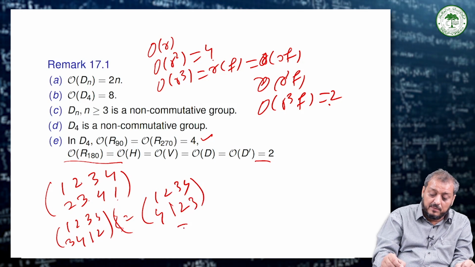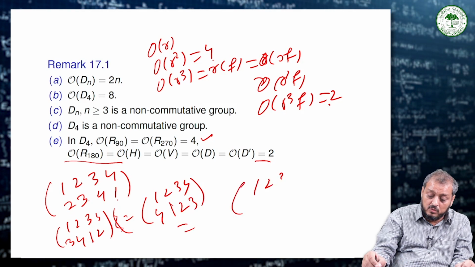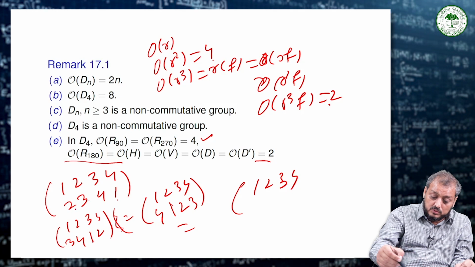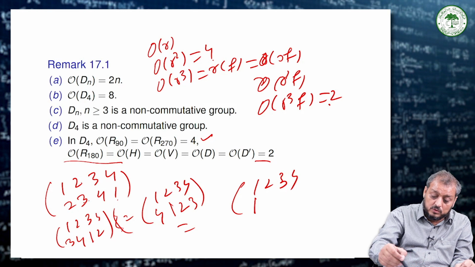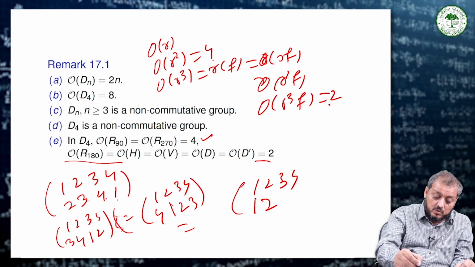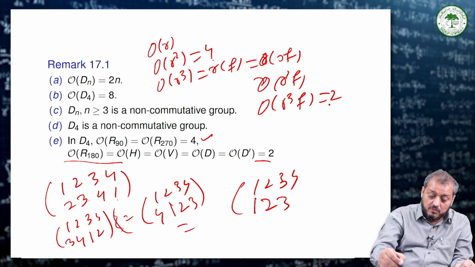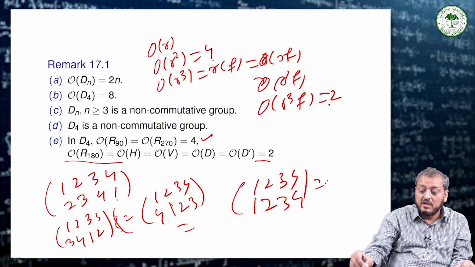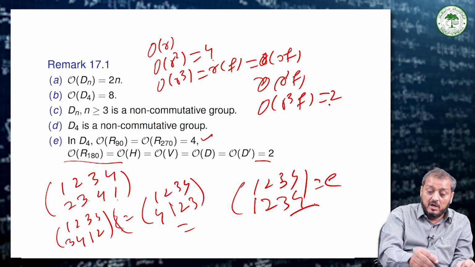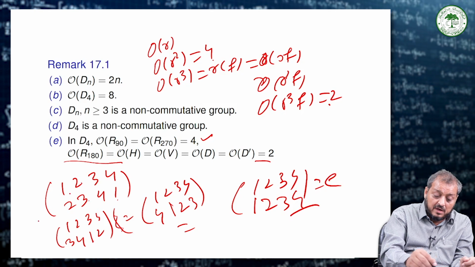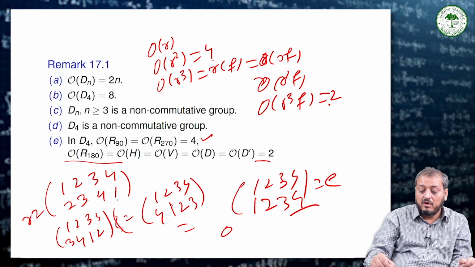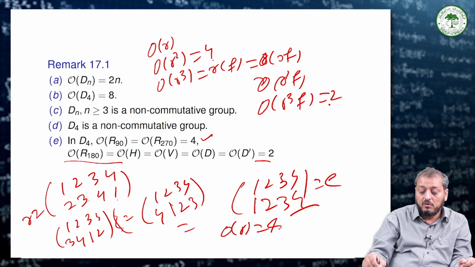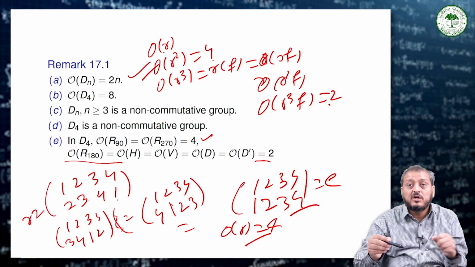Now again multiplied by this, we get 1 goes to 2, 2 goes to 1, 2 goes to 3, 3 goes to 2, 3 goes to 4, 4 goes to 3, 4 goes to 3, 3 goes to 4, and then clearly it is equal to identity. So we have to take a R. Clearly the order of R is equal to 4. Similarly, the order of R square is equal to 4.